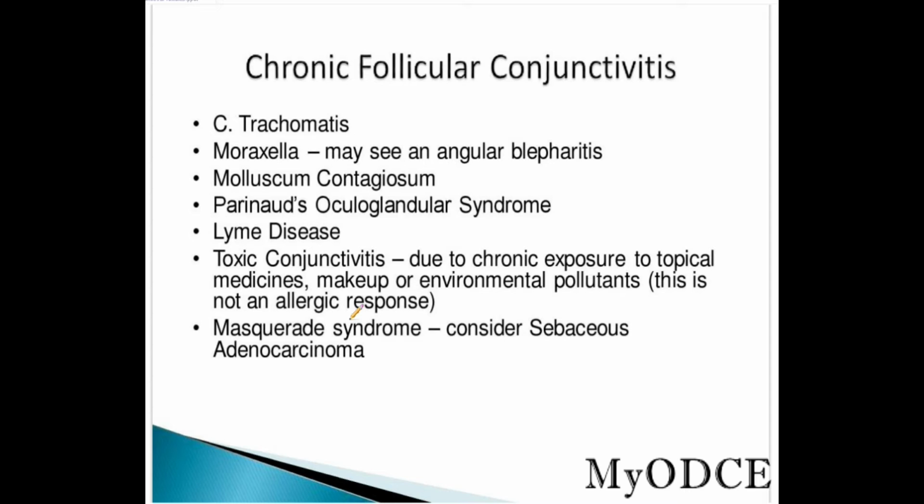So, potential causes for chronic follicular conjunctivitis: certainly Chlamydia trachomatis at the top of the list, Moraxella, where you may see an angular blepharitis, molluscum, as we mentioned, Parinaud's oculoglandular syndrome, and Lyme disease is a big one, especially up here in the Northeast. Toxic conjunctivitis due to chronic exposure to topical medicines, makeup, which some of us might not always think of as a possible cause of a chronic follicular conjunctivitis, or environmental pollutants.